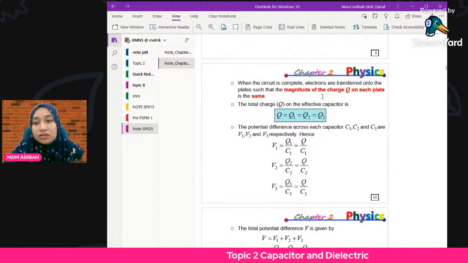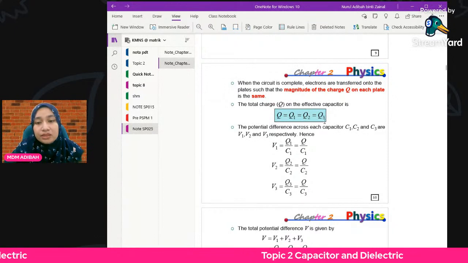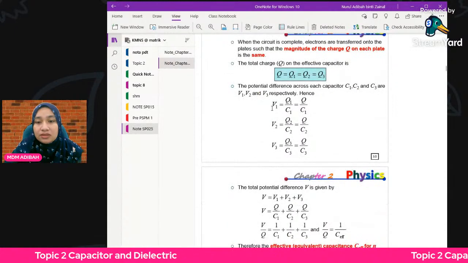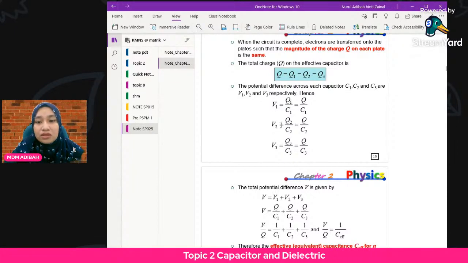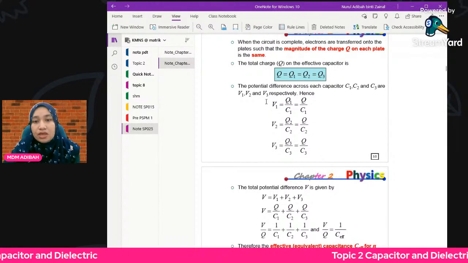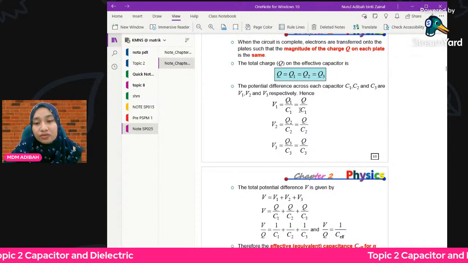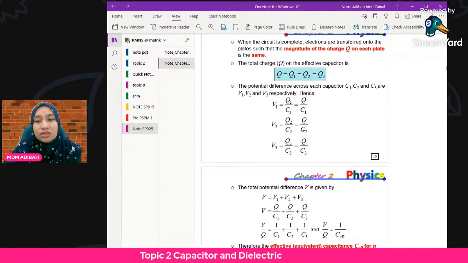Kalau in series, setiap charge yang lalu kepada kapasitor 1, kapasitor 2, kapasitor 3, nilai charge yang sama. Okay. So dari sini kita deduce the formulas: V1 equals Q1 over C1, V2 equals Q2 over C2, V3 equals Q3 over C3. The potential difference across each capacitor C1, C2 and C3 is not the same. So Q1 equals Q2 equals Q3 equals Q.